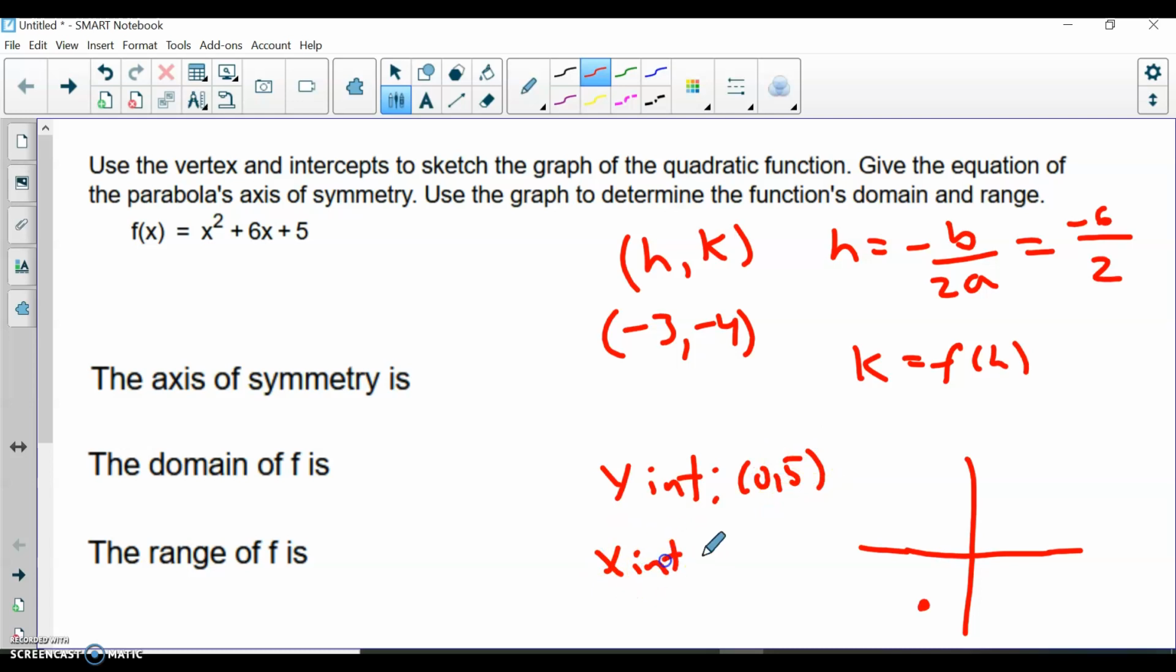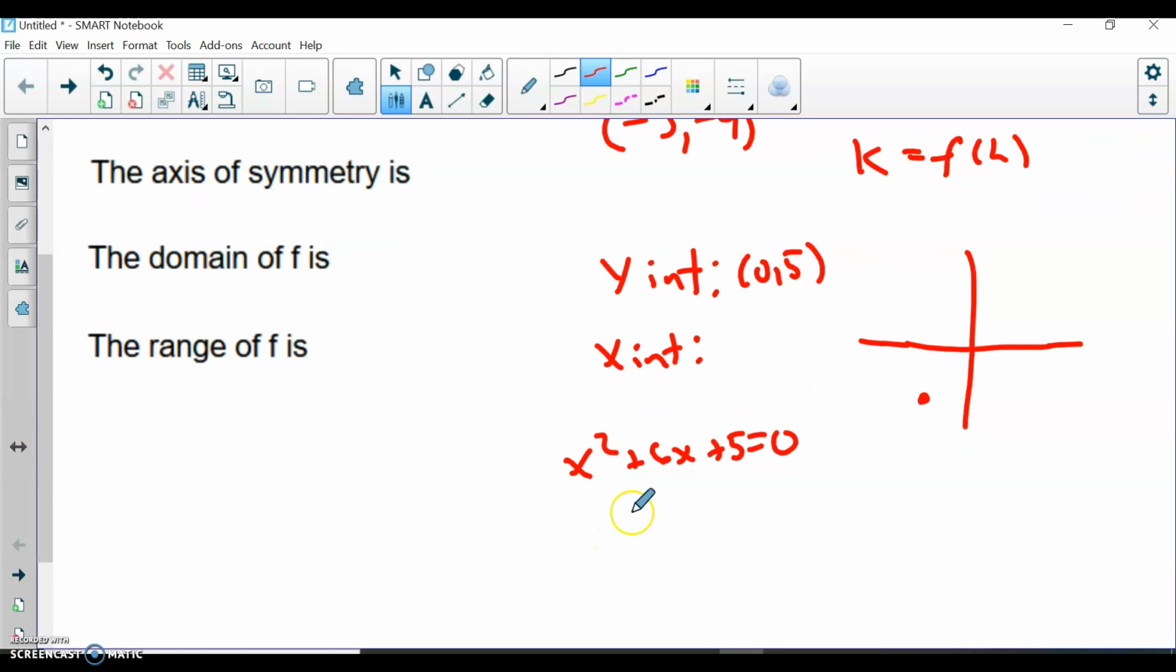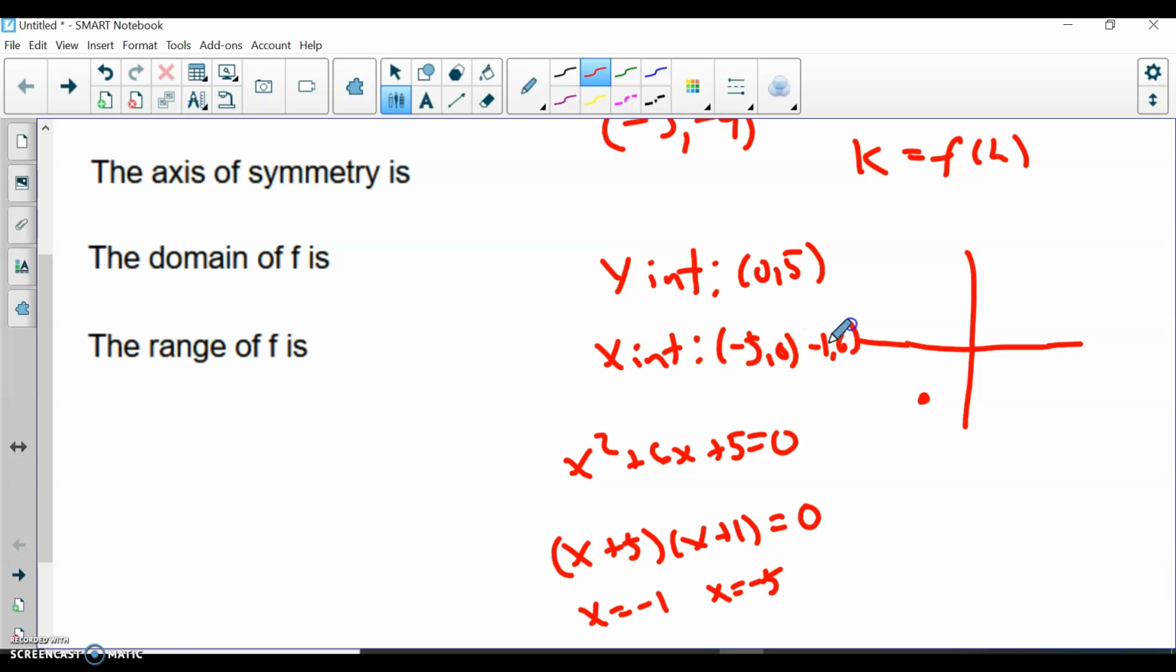For the x-intercepts, you make y 0. If I make y 0 here, this isn't that bad of a solution. We'll just get this thing factored, and y is f of x, which I made 0. This is x plus 5 times x plus 1, because 5 times 1 makes the 5, and 5 plus 1 is 6. So we get x is negative 1 and x is negative 5 as intercepts. So we've got (negative 5, 0) and (negative 1, 0).